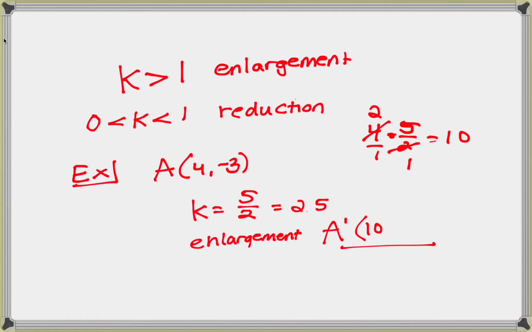If I did the same thing with negative 3 times 5/2, there's nothing I can reduce on the diagonal, so multiply straight across. Negative 3 times 5 is negative 15. 1 times 2 is 2, so it would be comma negative 15/2, which is negative 7.5, right? Okay, so there you have it. There are your dilation notes.